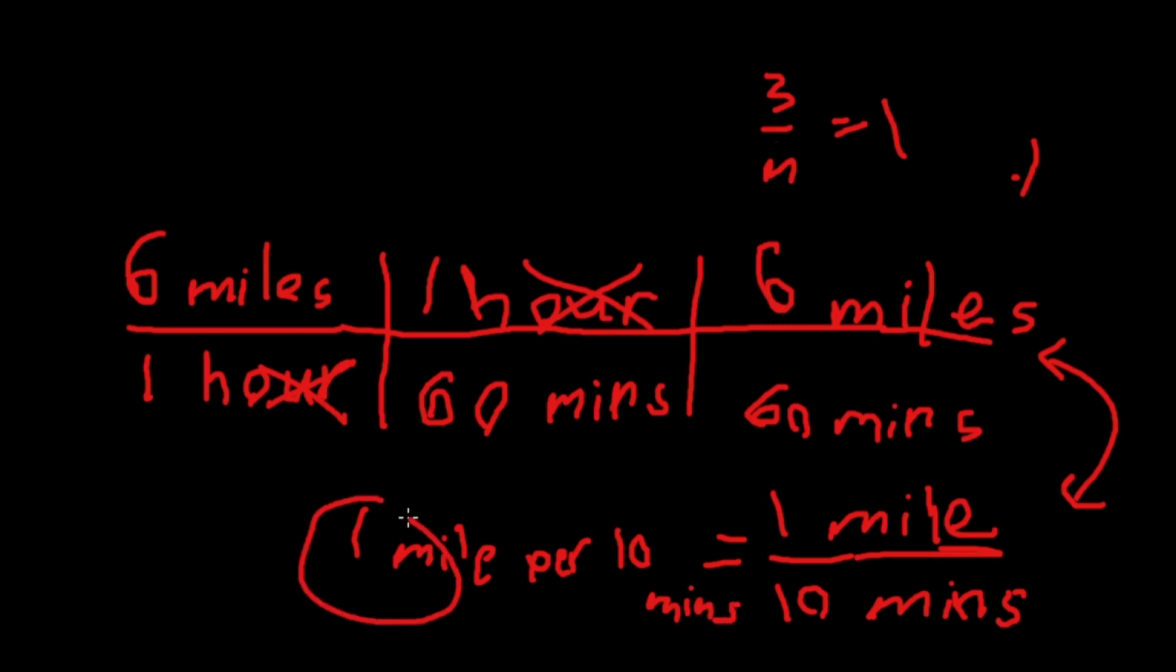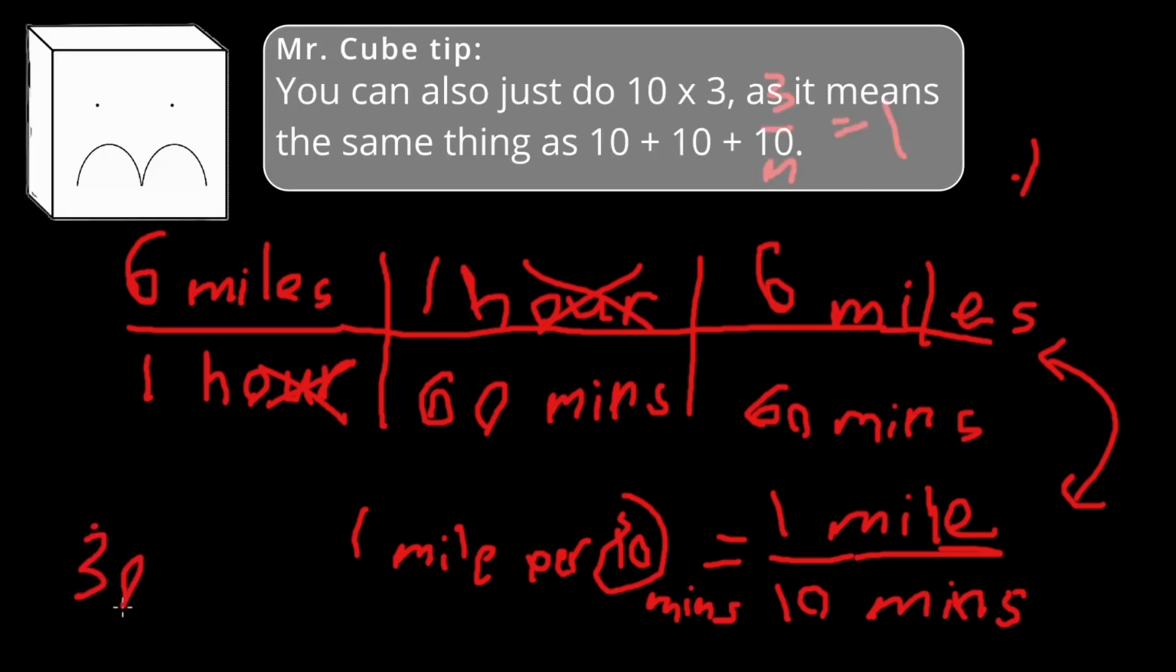So if he runs 1 mile every 10 minutes, to run 3 miles, the first one would take 10, the second one would take 10 again, and the third one would take 10. So if you add up all those together, you get 30. So our final answer would be 30 minutes.